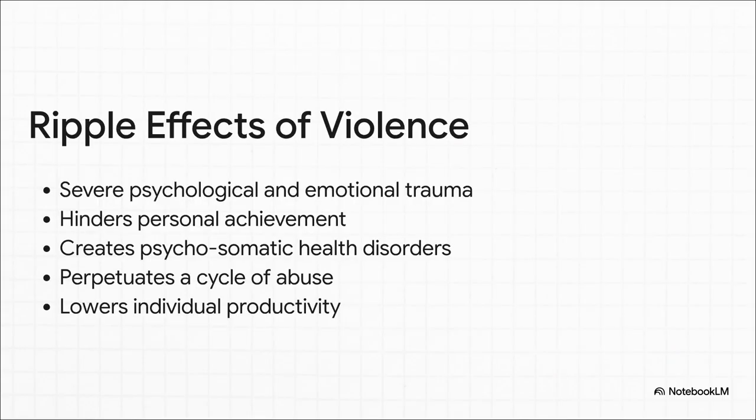The consequences of domestic violence also create these awful ripple effects, touching far more than just the immediate victim. Of course, it starts with severe psychological and emotional trauma. That kind of trauma naturally makes it almost impossible for a person to reach their full potential. This stress can even show up as physical health problems. But here's the really crucial part. When children witness this violence, it normalizes it for them, which can perpetuate a destructive cycle into the next generation.